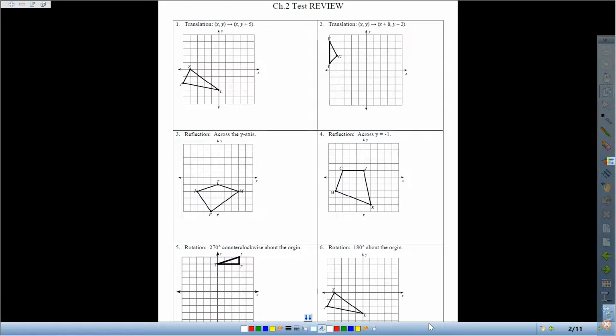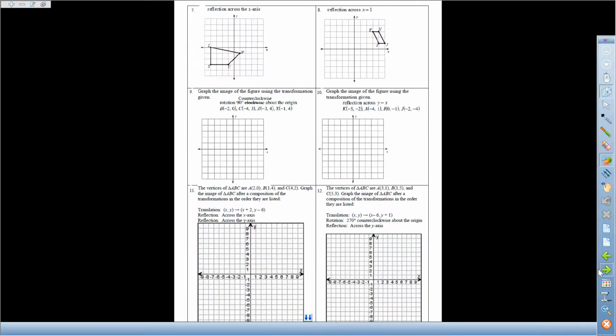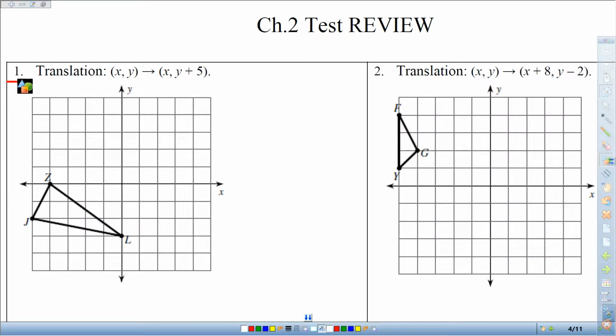All right. Also, your test is going to look a lot like this review, almost the exact same questions with different numbers. So if you can do this review, you can do the test just fine. Let's go through a few of these problems and then we will see how you guys do on the rest. So first things first, let's jump in and take a look at number one.